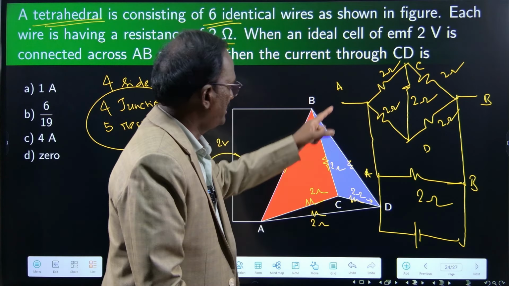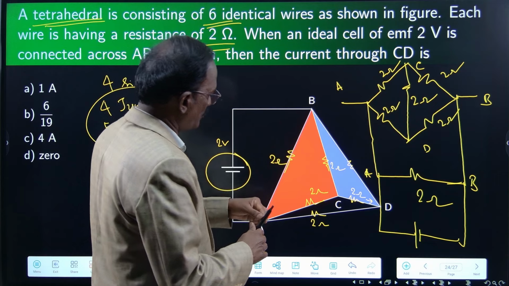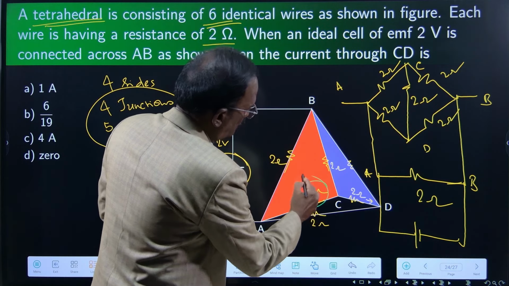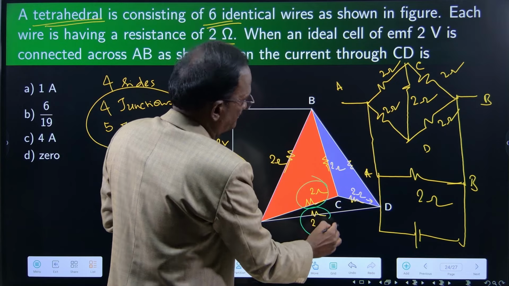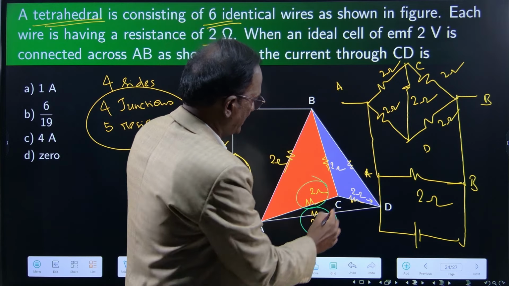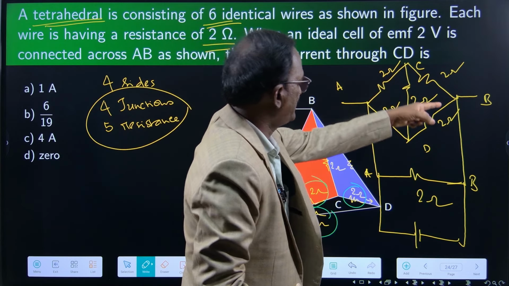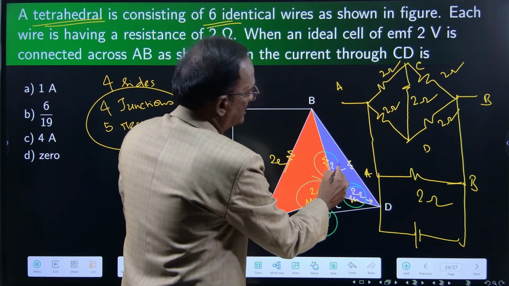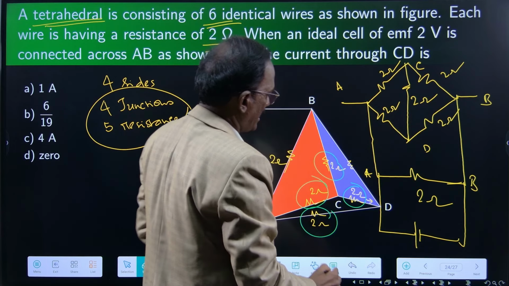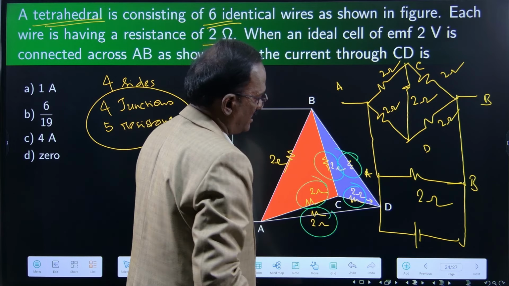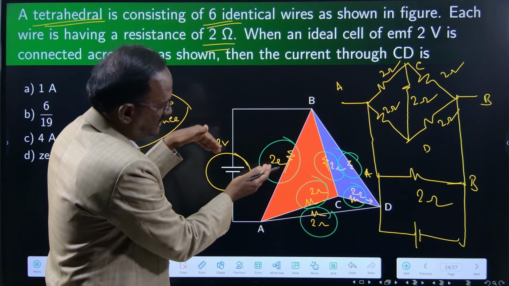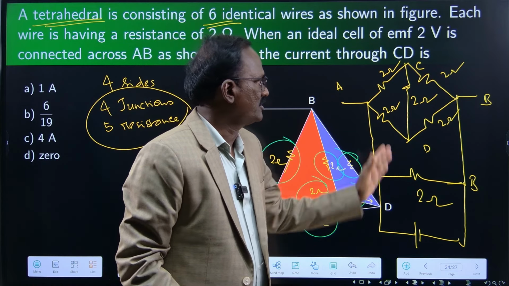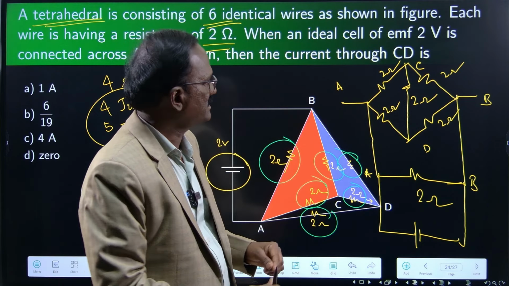Yes. A and C, this 2 ohms. Then A and D, this 2 ohms. Then C and D, these 2 ohms. Then C and B, these 2 ohms. Then D and B, these 2 ohms. Then A and B, these 2 ohms. Across the battery, these 2 ohms. So this is a balanced one, a balanced Wheatstone bridge.